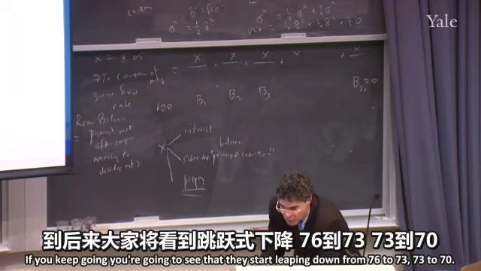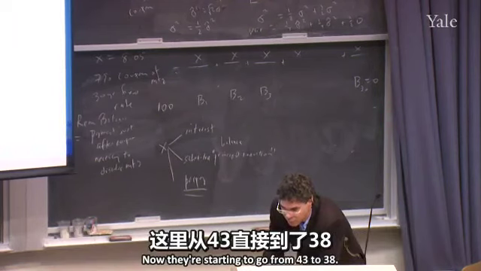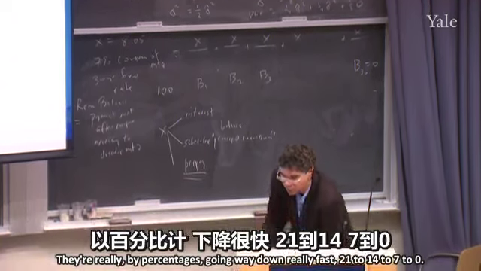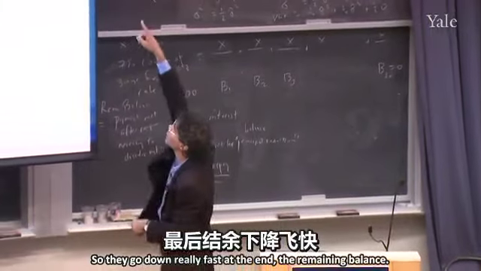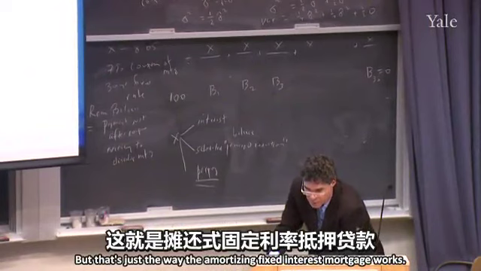If you keep going, you're going to see that they start leaping down from 76 to 73, 73 to 70. Now they're starting to go from 43 to 38. They're really, by percentages, going way down really fast. You know, 21 to 14 to 7 to 0. So they go down really fast at the end, the remaining balance. But that's just the way the amortizing fixed interest mortgage works.